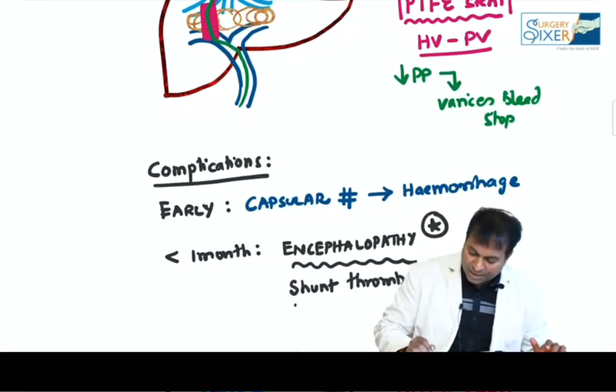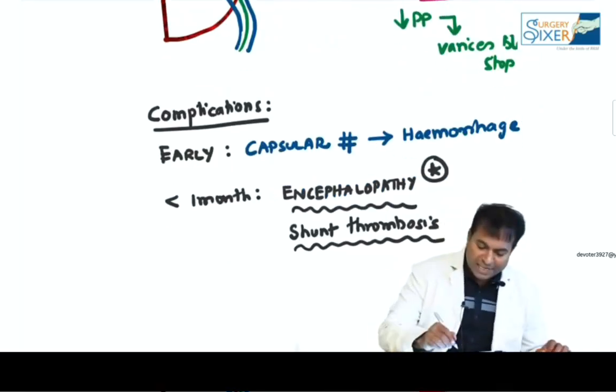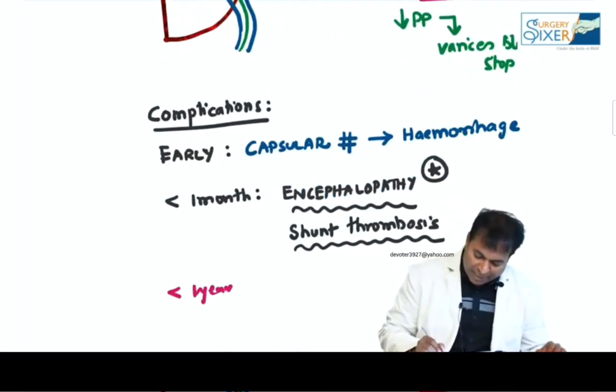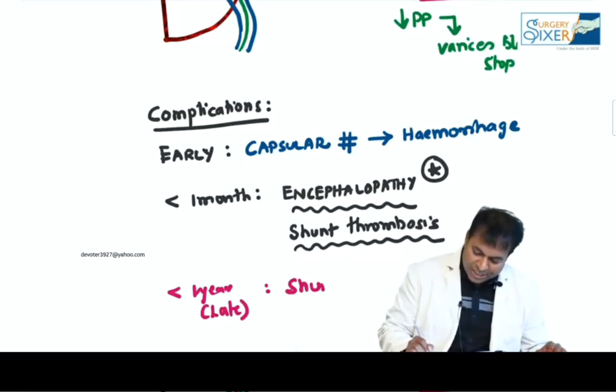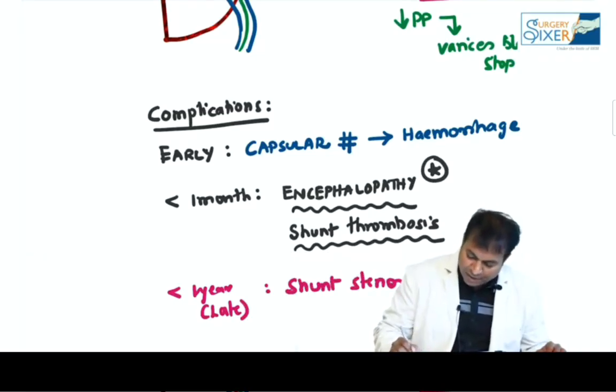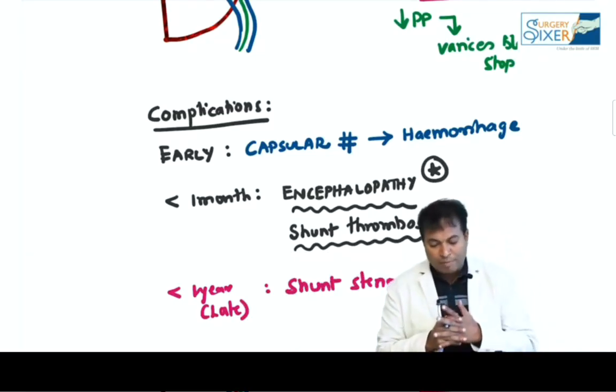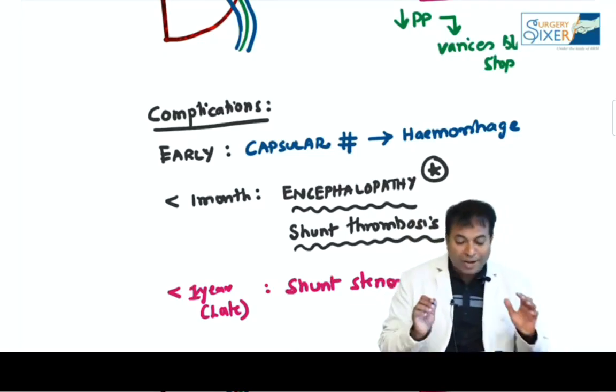Shunt thrombosis and encephalopathy are the two important complications within 1 month. And within 1 year, as a late complication, they develop shunt stenosis. This is more common than shunt thrombosis. Please remember, shunt stenosis is more common than shunt thrombosis, and usually it happens around 1 year.